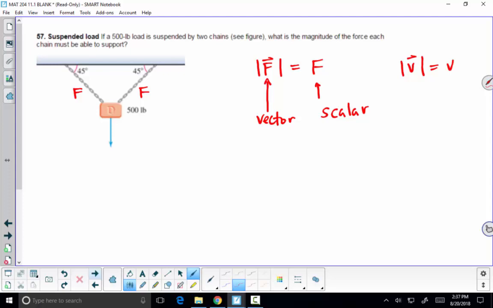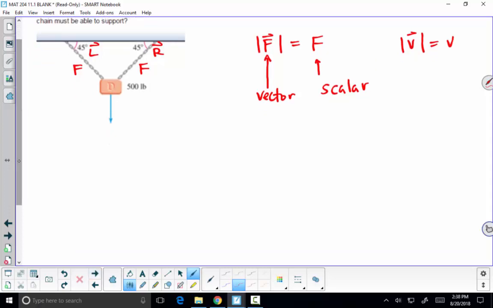this force here, we need to be able to write. I like to just use L and R as the left force and the right force. So the magnitude of the left force is capital F, the magnitude of the right force is capital F. So we have to add these together. And this, let's call it the weight, W for weight. Not wind or water, weight this time.